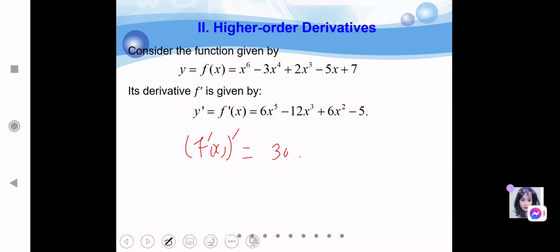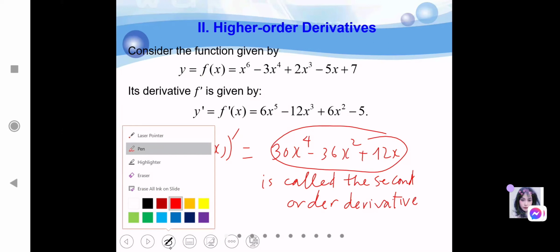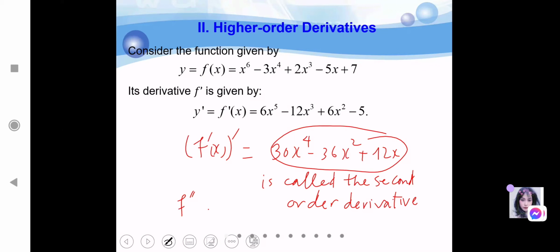Then we take the derivative again, which equals 30x to the power 4 minus 36x squared plus 12x. This expression is called the second order derivative of the given function. We denote it f double prime of x. That means f prime of x, then we take the derivative again. Okay, it is called the second order derivative.